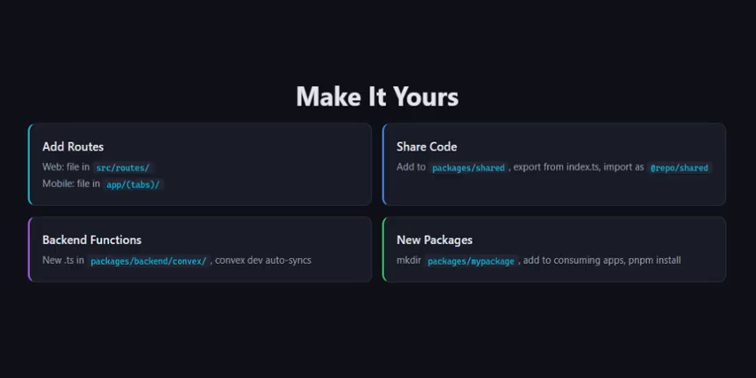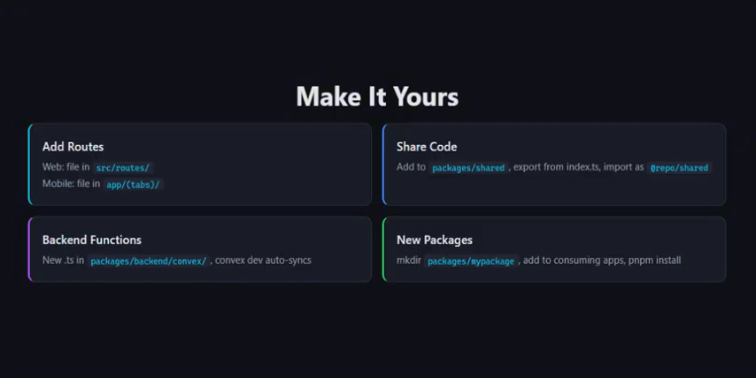So let me walk you through the extension points. Want to add a new page? Add a route file in the web app's routes directory. TanStack Router picks it up automatically via file-based routing. Add a corresponding screen in the mobile app's navigation. Both point to the same backend data.